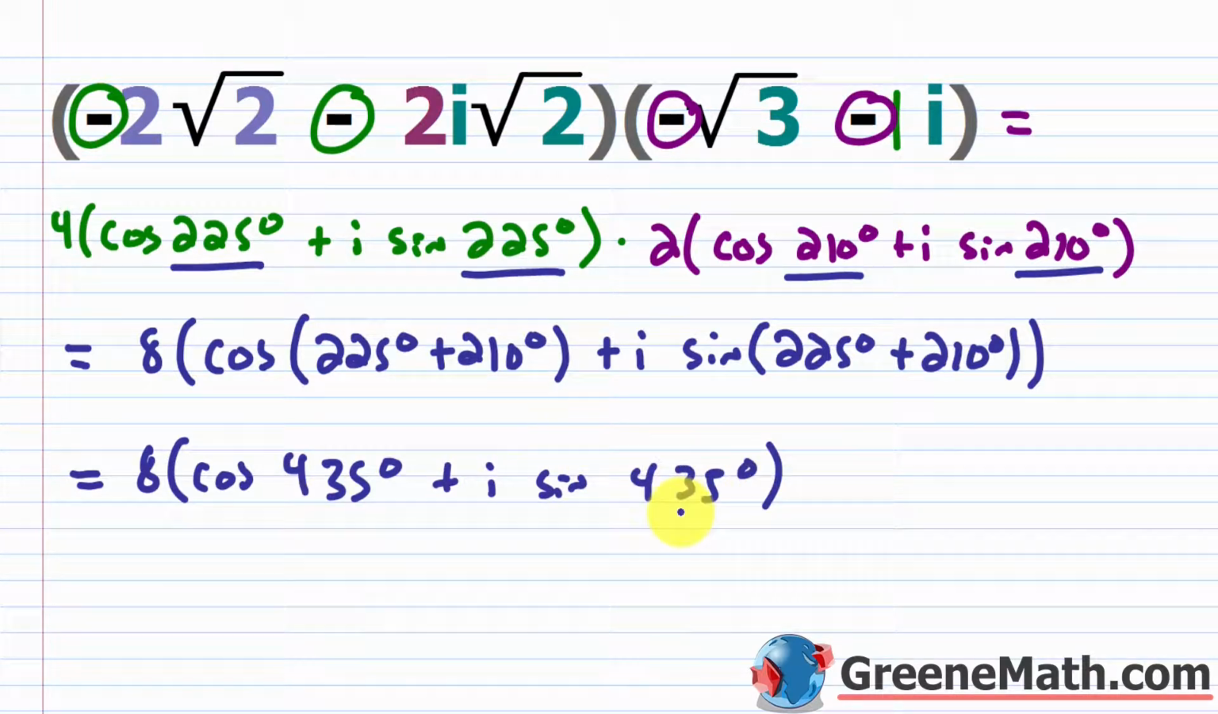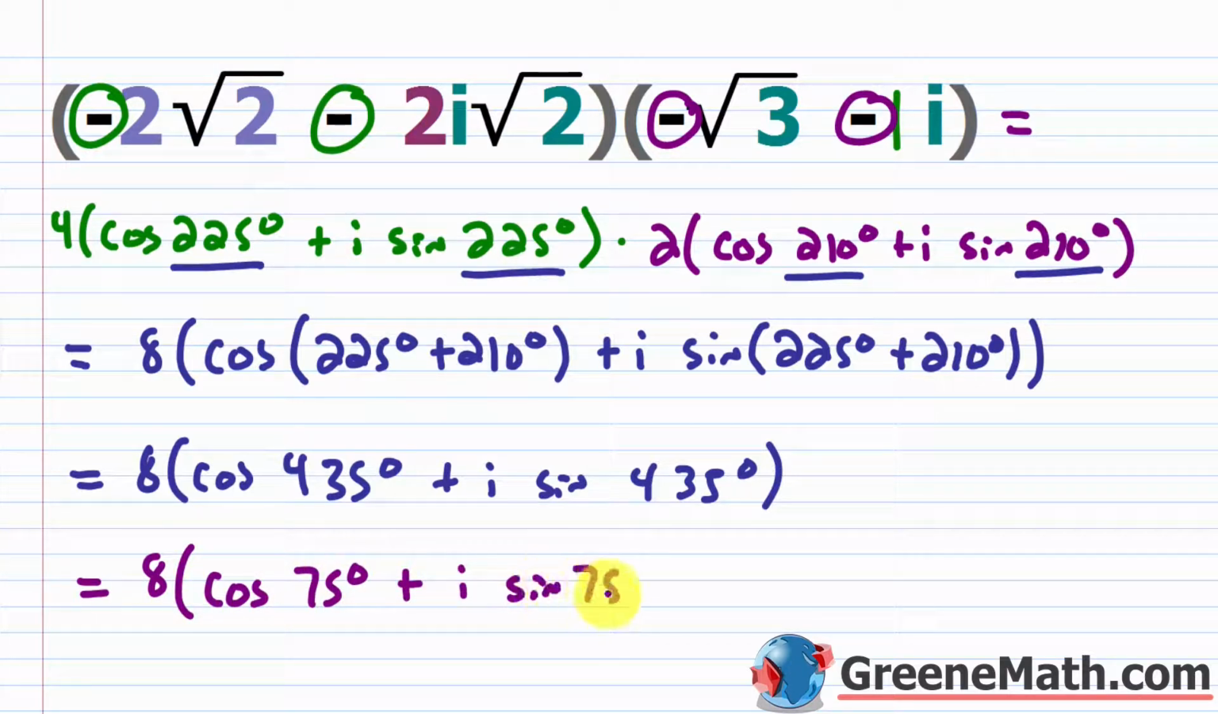Now, for some teachers, this answer is fine. For others, they want you to give an angle that is between 0 and 360 degrees, or 0 and 2 pi if you're working with radians, where in each case the 0 is included, and 2 pi or 360 degrees is not included. So basically, since we're working with degrees, you would subtract 360 degrees to get your coterminal angle, and in this case it gives you 75 degrees. So I can say this is equal to 8 times the quantity cosine of 75 degrees plus i times the sine of 75 degrees.